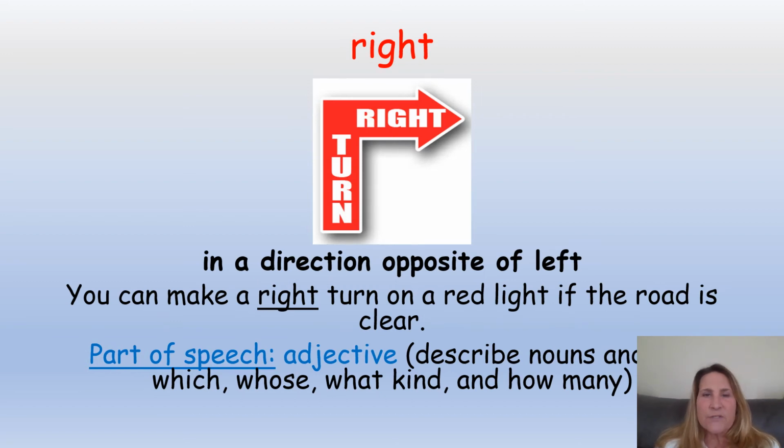The next word is right. It's a direction that is opposite of left. You can make a right turn on a red light if the road is clear. The part of speech is adjective.